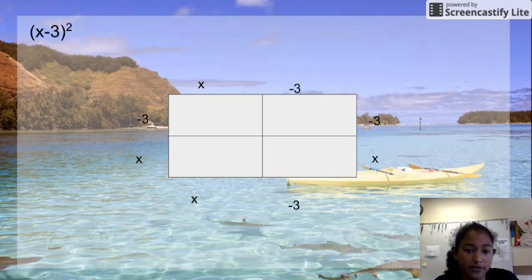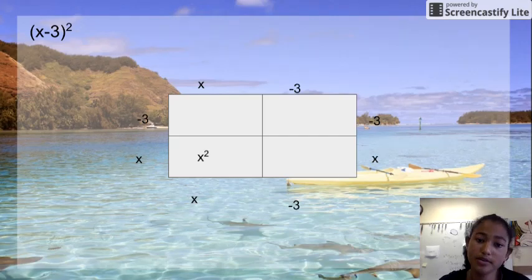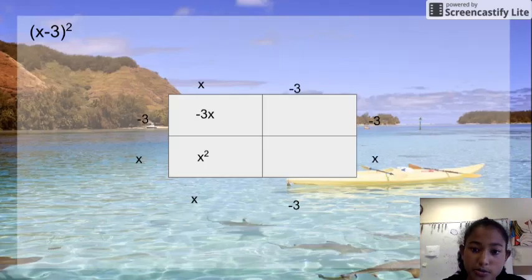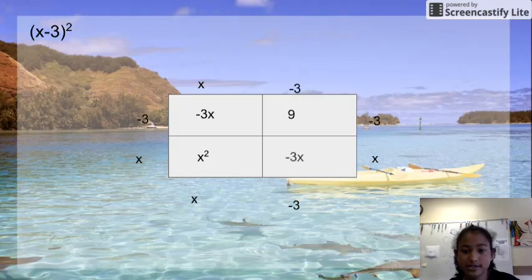So then if you look at the bottom left rectangle, you see that you have 2 x's. So if you multiply that, you get x squared. And on the top of that, you see negative 3 and x. So that's simply negative 3x. And on the other side, on the top right corner, you see that we have a negative 3 and a negative 3. Always when you multiply a negative times a negative, you get a positive. So you'd get 9. And then on the bottom again, you get negative 3x.